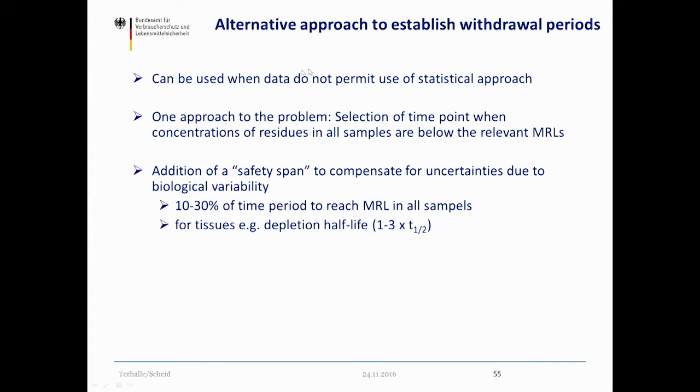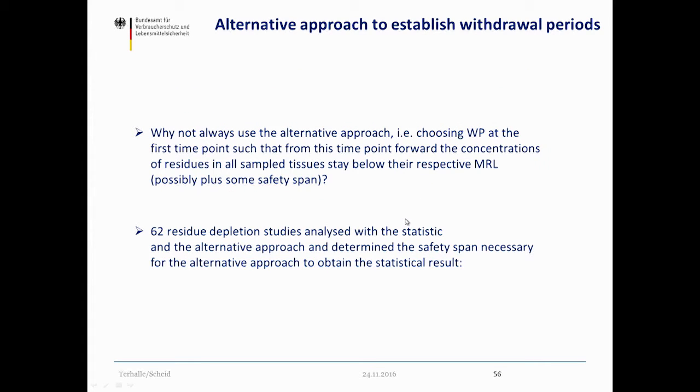So the alternative approach to establish withdrawal times can be used when data do not permit the use of the statistical approach. One approach is the selection of the time point when the concentration of residues in all samples are below the MAL, and a safety span would be 10 to 30% to reach the MAL in all samples. Or you can also use depletion half-life, 1 to 3 half-lives. So this is what the guideline says. This is a very rough estimate of the withdrawal time.